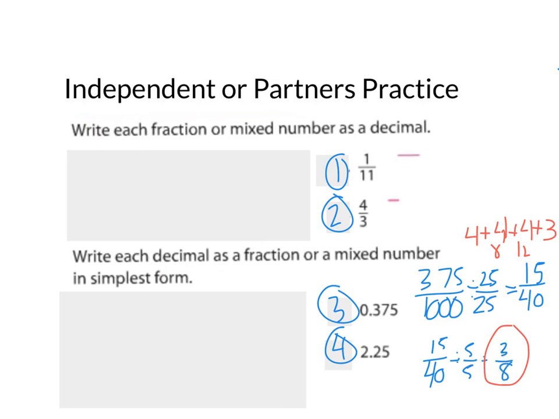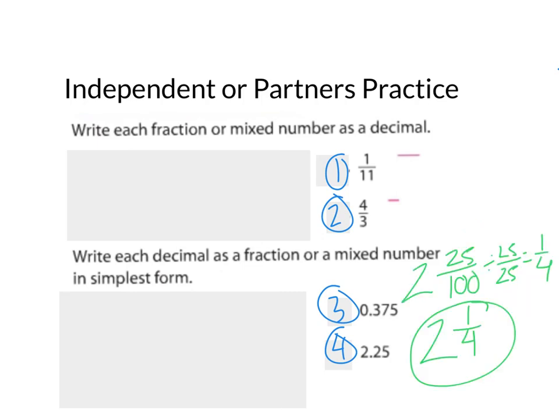On to number 4. There's your answer for number 4. Simplifying, dividing both by 25. You could also divide by 5 over 5 multiple times, and you'd get the same answer of 1/4.